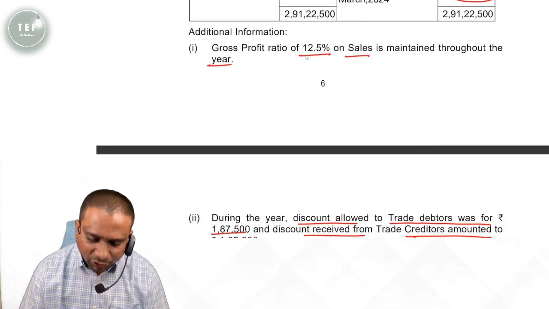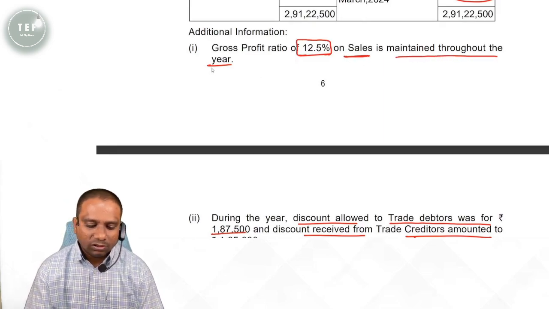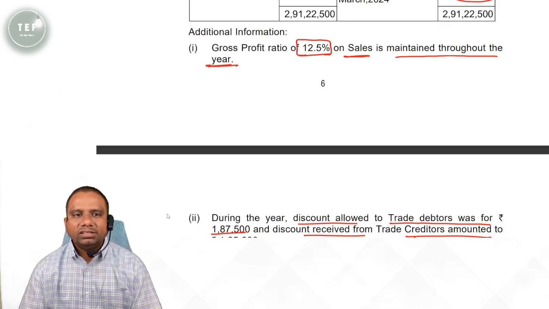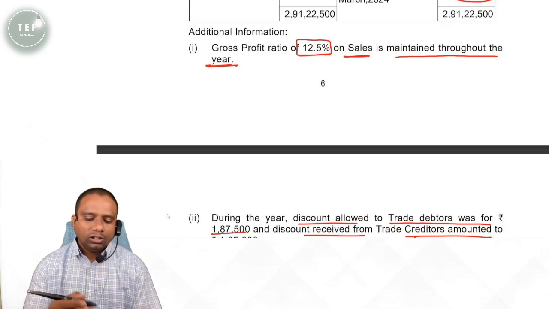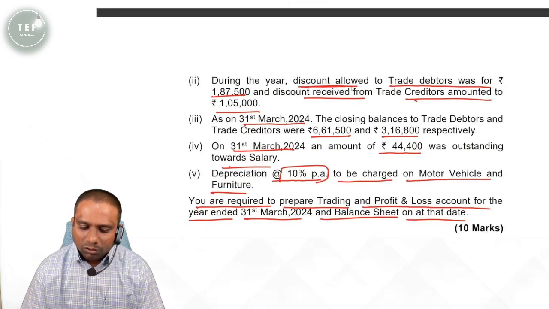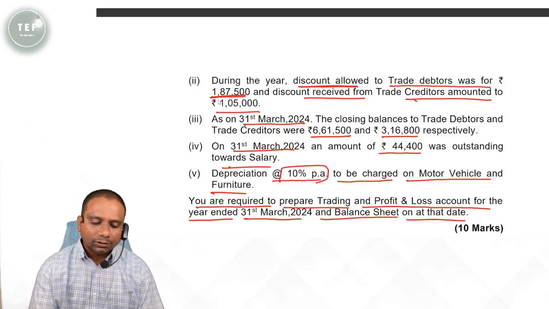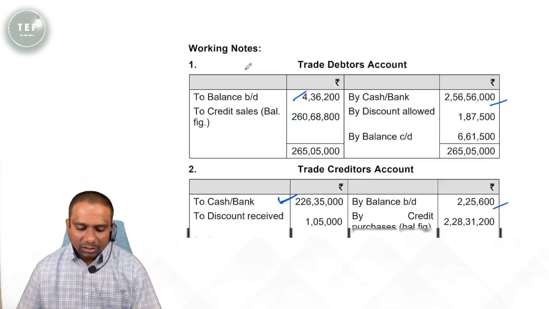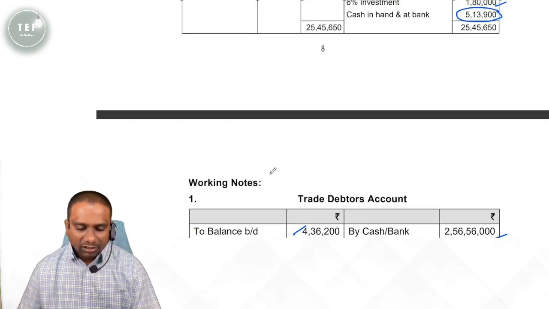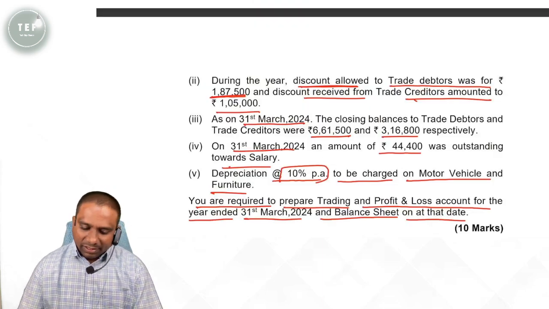Look at gross profit ratio. They have said 12.5% on sales is maintained throughout the year. See, first we calculate total sales. Total sales nothing but cash sales plus credit sales. Total 12.5% is the gross profit ratio. Fine. During the year, discount allowed to trade debtors was 1,87,500. First, write down this in the trade debtors account, credit side, and profit and loss account, debit side. Discount allowed.